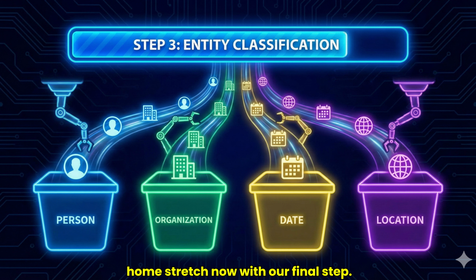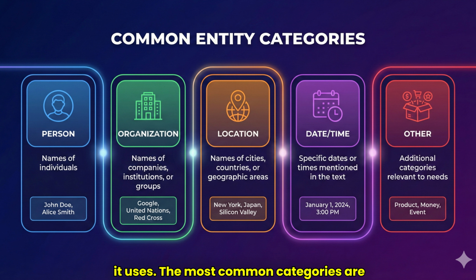Okay, we are on the home stretch now with our final step. Step 3, labeling the evidence. The system has found all the potential clues, all those potential entities. Now it needs to sort them and stick the correct label on each one, just like a detective organizing everything on an evidence board. And these are the kinds of labels it uses. The most common categories are pretty much what you'd expect. Person for people's names, organization for companies, location for places, and date/time for, well, dates and times. And of course, you can have other custom categories for things like products or money or specific events.